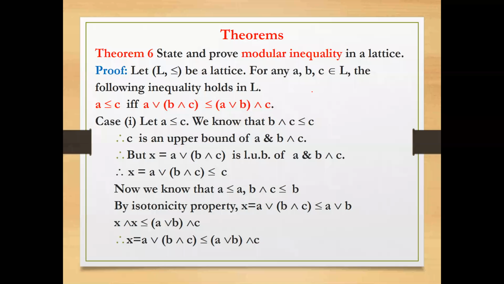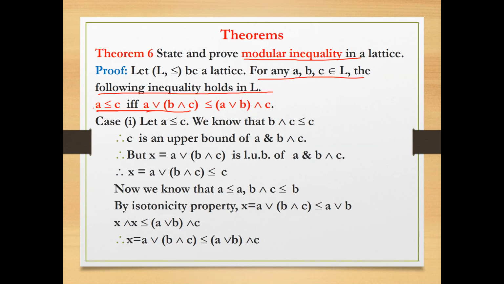The next theorem is modular inequality. State and prove modular inequality in a lattice. So again, an important property of a lattice, modular inequality. Now what is it? Let (L, less than or equal to) be a lattice. For any A, B, C belonging to L, the following inequality holds in L. The inequality is: A less than or equal to C if and only if A join (B meet C) is less than or equal to (A join B) meet C.